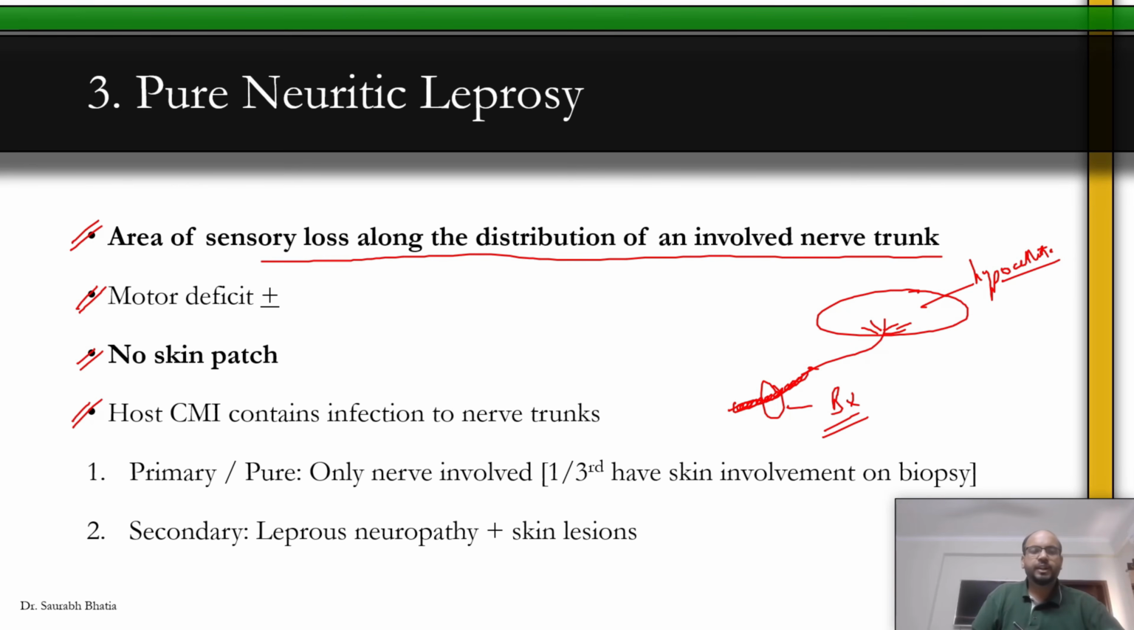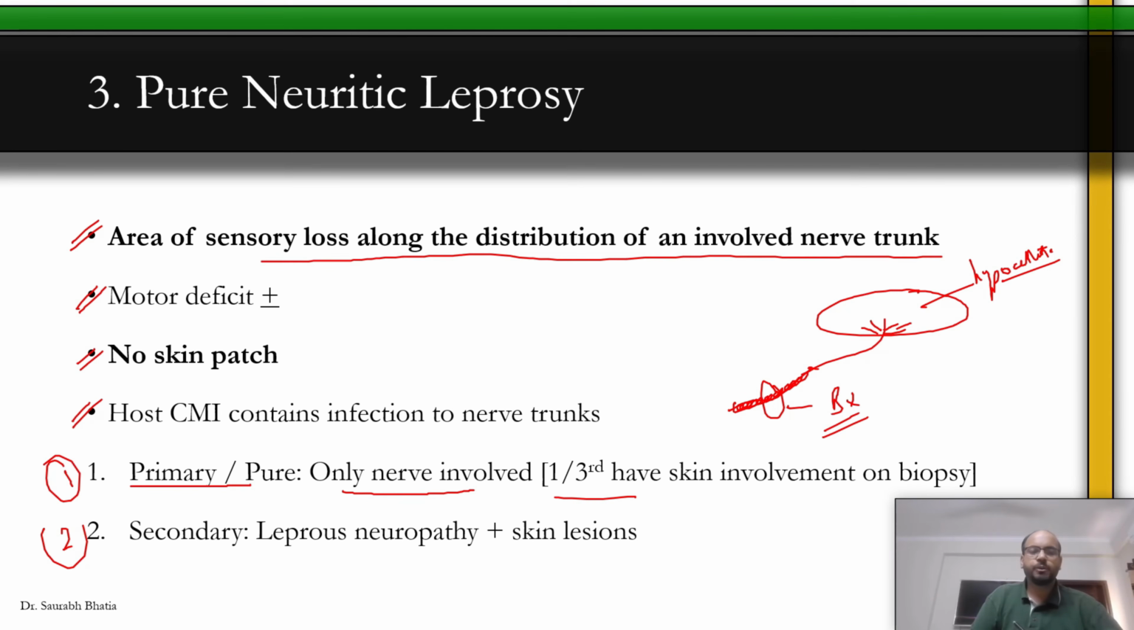Two types of pure neuritic leprosy have been described. The first is the primary or the pure neuritic leprosy, in which only the nerve is involved. However, if we take a biopsy, about 1/3 of the cases do show infiltration by the M. leprae bacilli, but you don't see it clinically, you see it on histopathology.